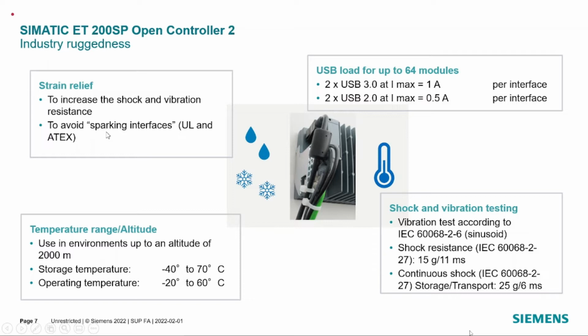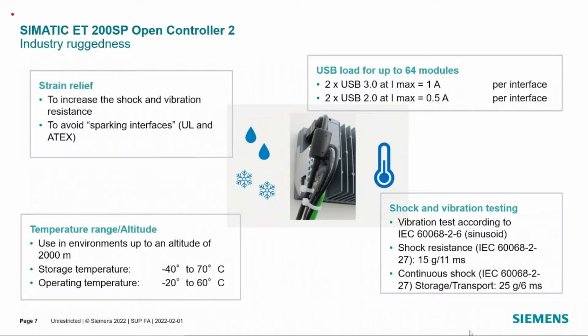Then the certifications for UL and ATEX are also there. It also has protection against sparking interference. Temperature and altitude wise, it can be used at higher altitudes, for applications like tunnels and others. Then for the temperature range, first is the storage temperature, and the operating temperature can be minus 20 degrees to plus 60 degrees. So it is a wide range of temperature where you can use it.